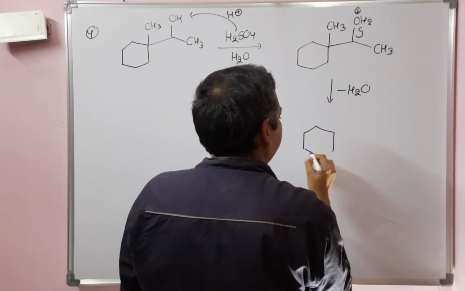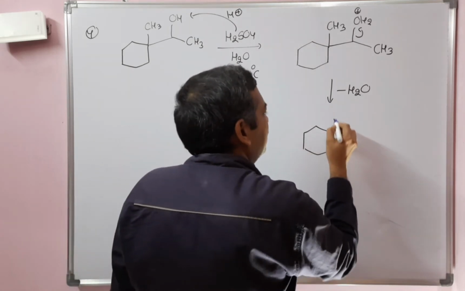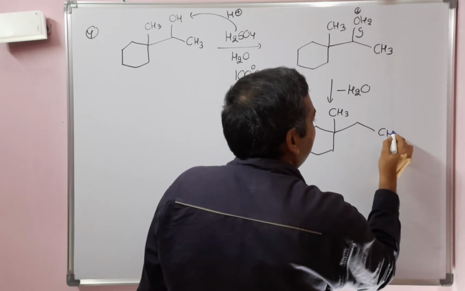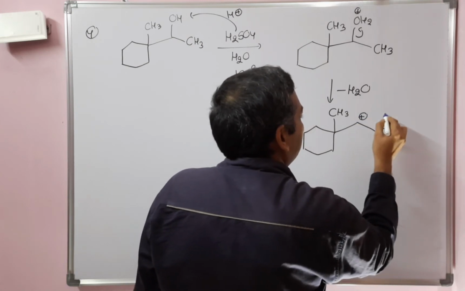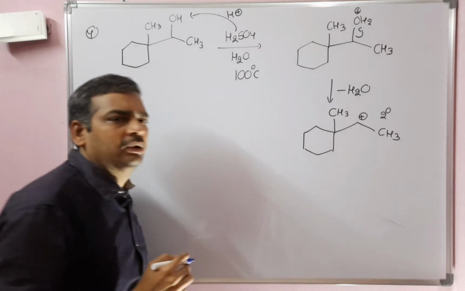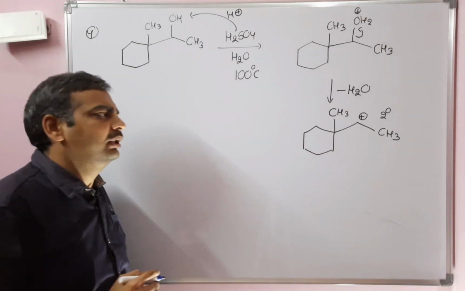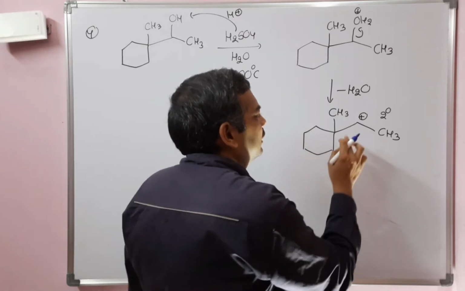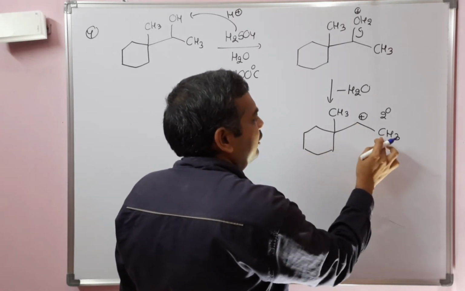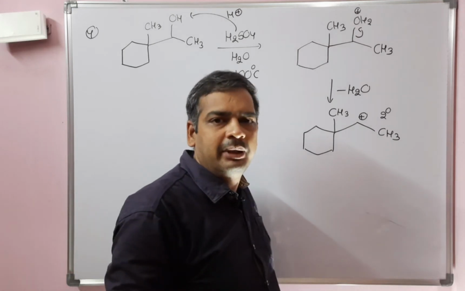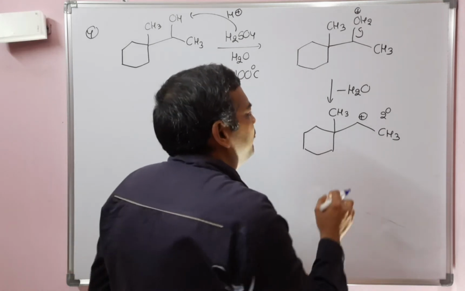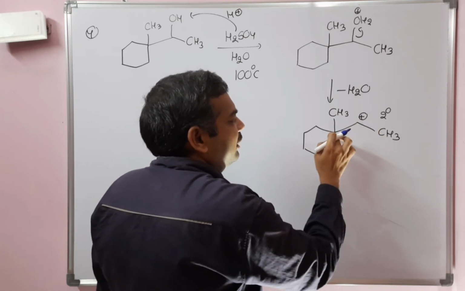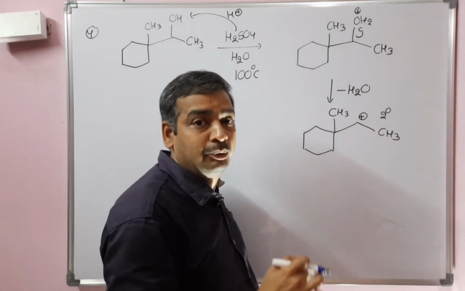After that, we will get the carbocation. The secondary carbocation is formed. Whenever there is a formation of a carbocation, there is a chance for rearrangement. Here two chances are there. Suppose the rearrangement takes place from here to here, we will end up with the primary carbocation. That is not advisable. Suppose the rearrangement takes place from here to here, secondary to tertiary, so that is more stable.